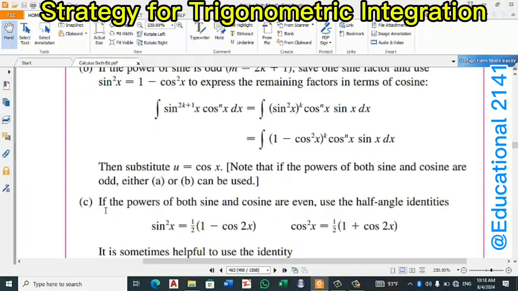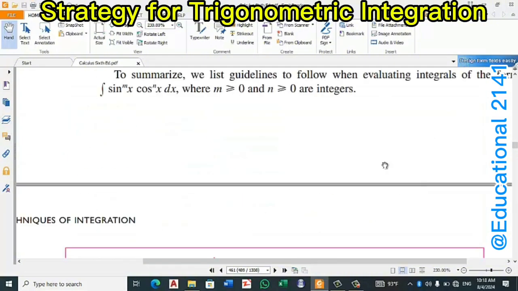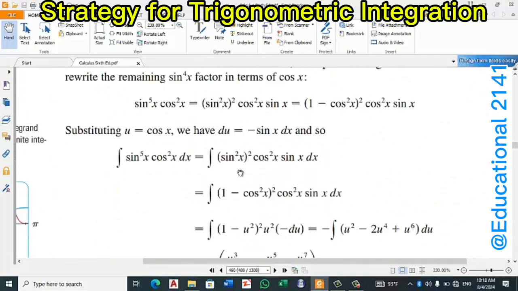C, if the powers of both sine and cosine are even, use the half angle identities. The half angle identities are: sine of x squared is equal to 1 over 2 times the bracket of 1 minus cosine of 2x, and cosine of x squared is equal to 1 over 2 times the bracket of 1 plus cosine of 2x. It is sometimes helpful to use the identity sine of x times cosine of x equals 1 over 2 sine of 2x. Now, look. We are working an example for this kind of integral.